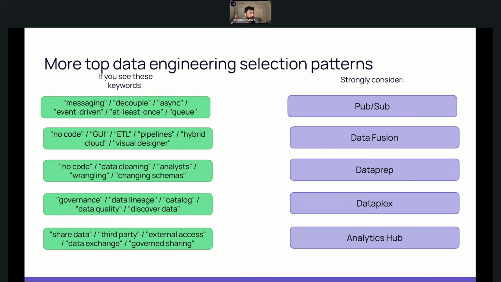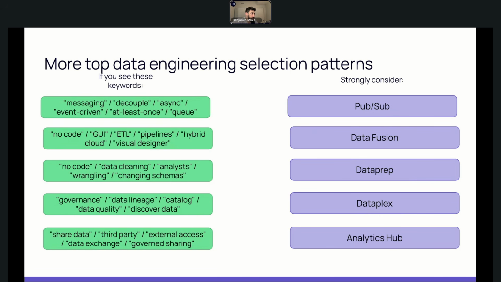More top data engineering selection patterns. So, we mentioned Dataflow, Dataproc, BigQuery, Cloud Composer. These are some more. So Pub/Sub should be for scenarios where messaging is mentioned, decoupling is mentioned, making things asynchronous is mentioned, or event driven, or at least once delivery, or the word queue is mentioned, like a queue of messages. That strongly indicates Pub/Sub.